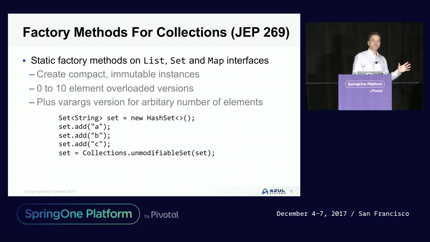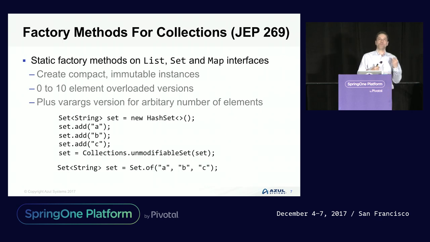The reason for having so many overloaded methods is because the varargs way of doing things is less efficient, and so for small numbers, they decided up to 10, it was worth having separate methods for those because it would perform better. If we look at the equivalent code now, we have one line of code where we simply say, okay, our set is set.of A, B, C. Very simple, nice one-liner.